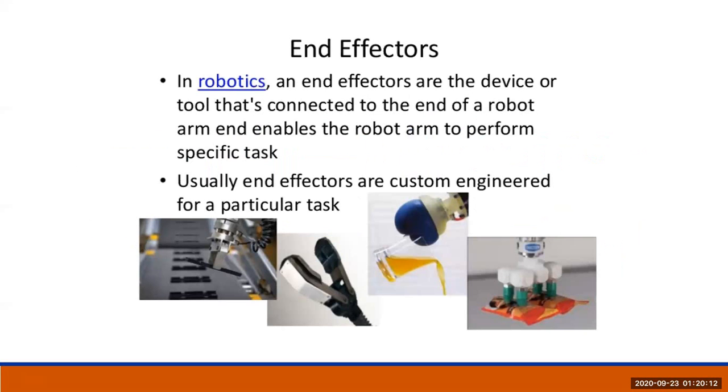End effector. In robotics, an end effector is the device that's connected to the end of the robot's arm, enabling the robot arm to perform a specific task. So basically, it is an important part of the robot, and the end effector usually performs the actuator commands and actually manipulates or changes your environment.